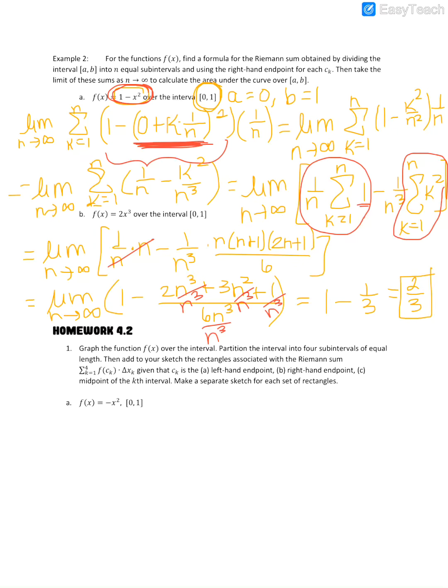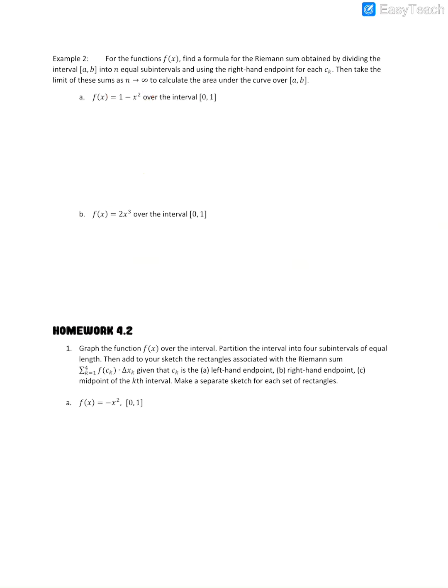So the area underneath the curve 1 minus x squared from 0 to 1 is 2/3. Okay, we're going to try B. I'm going to start it up above where A starts because I just know I'm going to need all of the room. All right, so let's look at B.